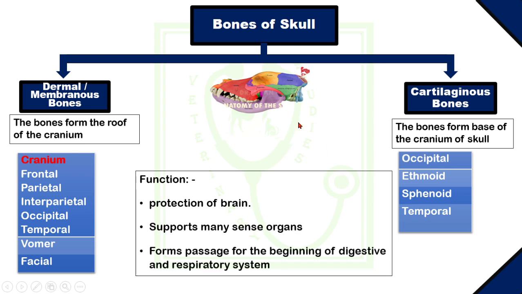Now, functions of the skull. Skull protects the brain or the central nervous system. It also supports and protects the sense organs, and the facial and cranial nerves. Skull forms the passage for the beginning of the digestive and respiratory systems in the form of the mouth and nose.